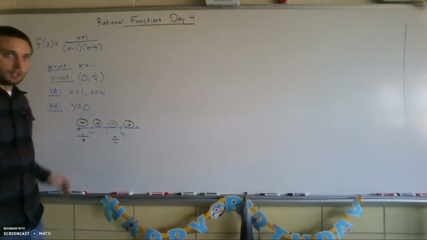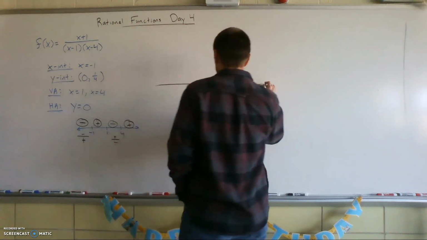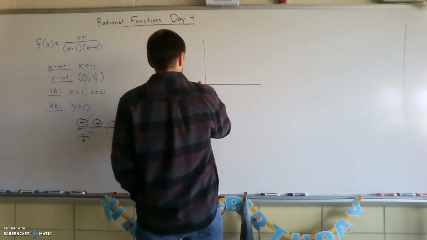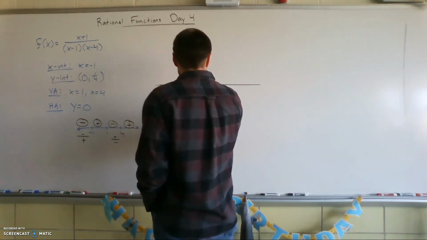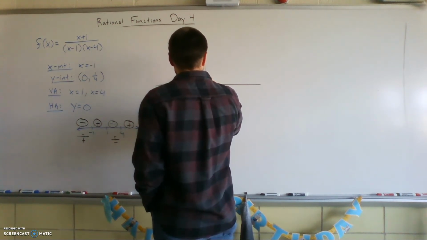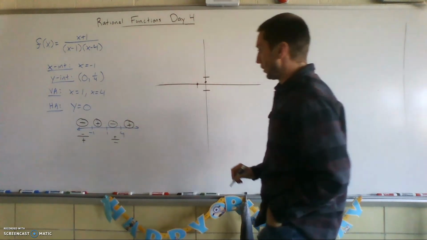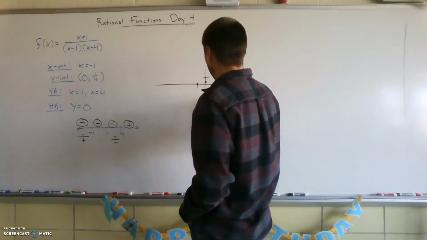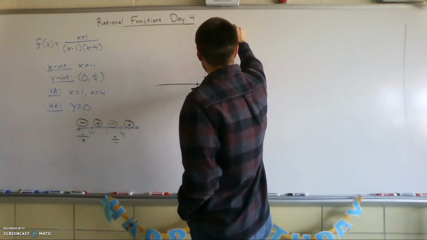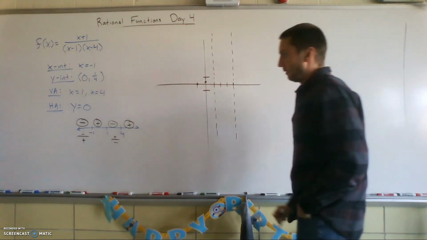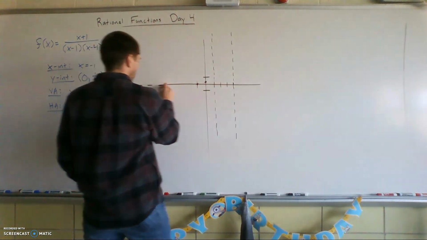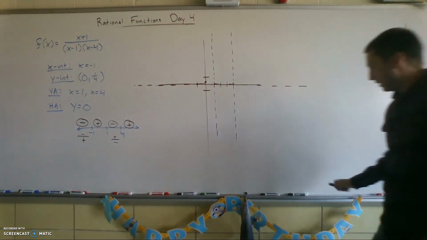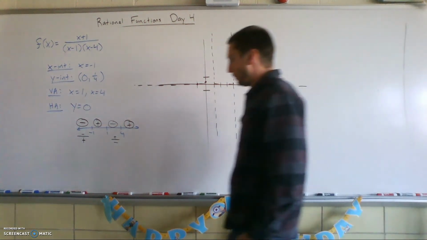Okay? So now I have all my information plus my sign chart. I'm ready to graph this sucker. Alright, so x-intercept is at -1. Y-intercept is at positive 1/4. Vertical asymptote, I have one of them at 1, and another one at 4. And I have a horizontal asymptote at 0. And so there's all my information. So now I'm ready to graph.